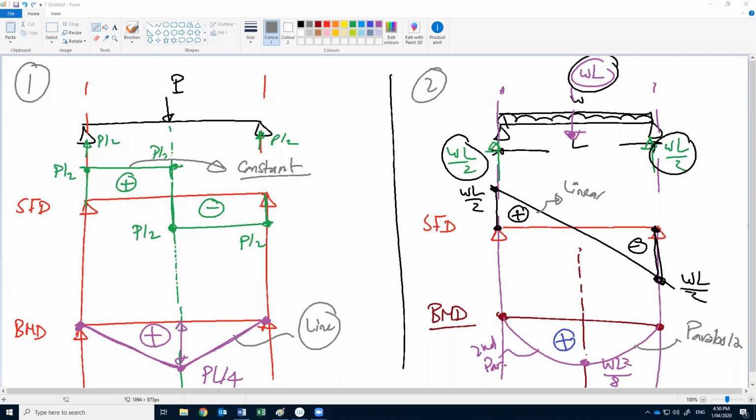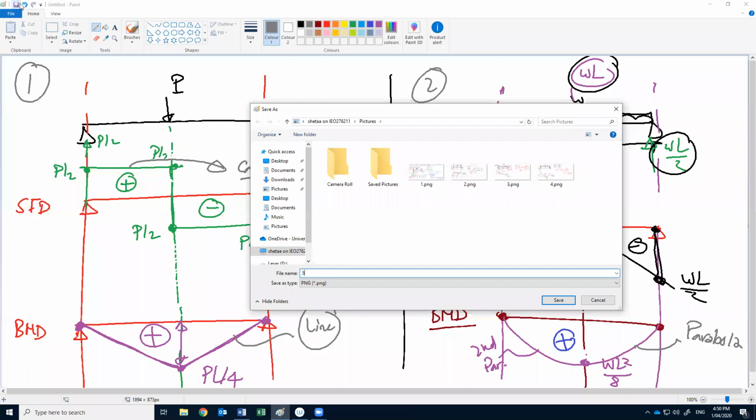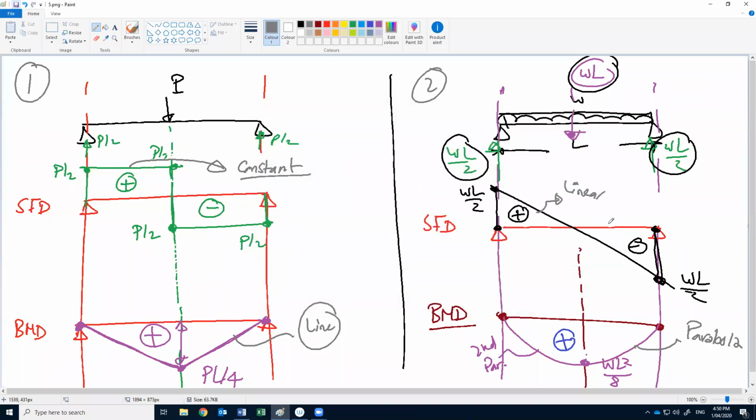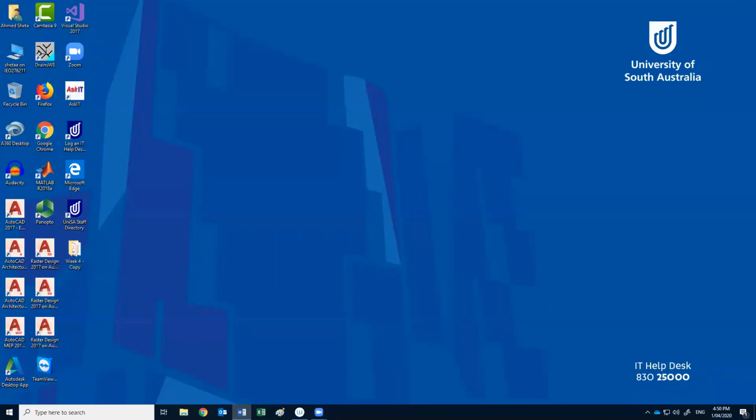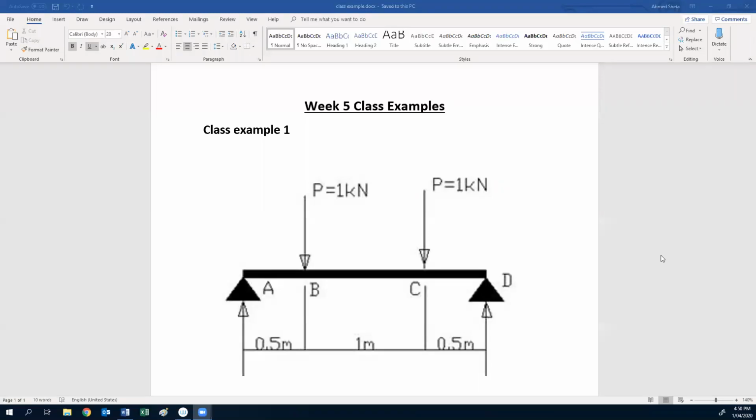Okay, so these are the cases we have done till now. Now we can shift to our class example. Okay, this one. This is our class example now. Do you want to try it first?